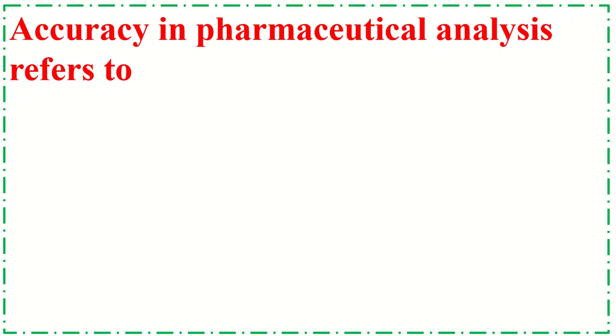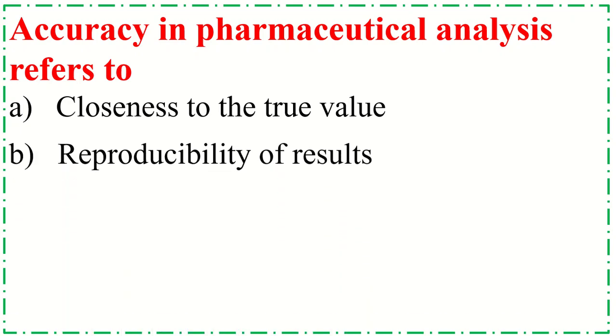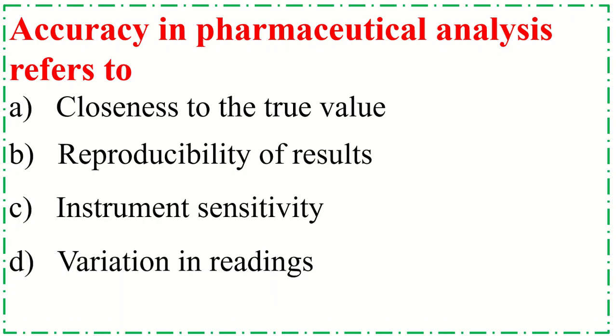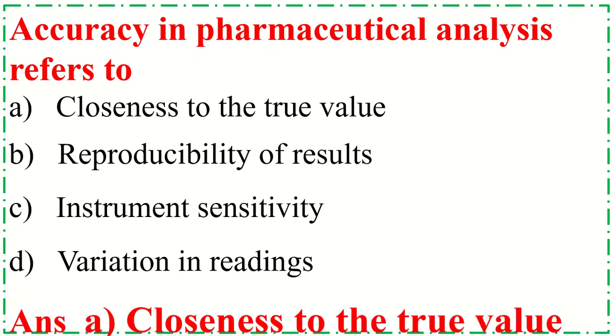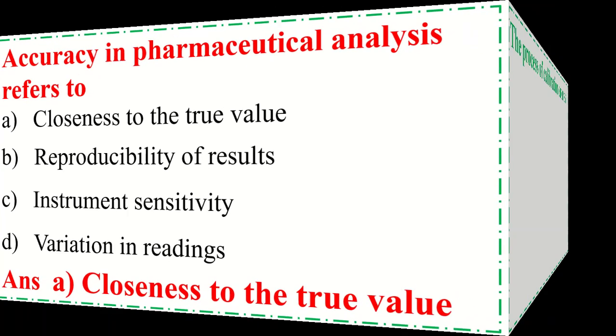Accuracy in pharmaceutical analysis refers to option A closeness to the true value, B reproducibility of results, C instrument sensitivity, D variation in readings. Correct option is A closeness to the true value.